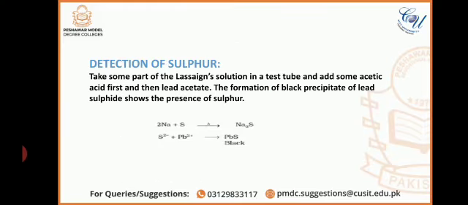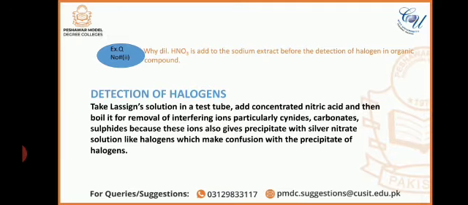Detection of sulfur. Take some part of Lassaigne's solution in a test tube and add some acetic acid first and then lead acetate. The formation of a black precipitate of lead sulfide shows the presence of sulfur. Detection of halogens.